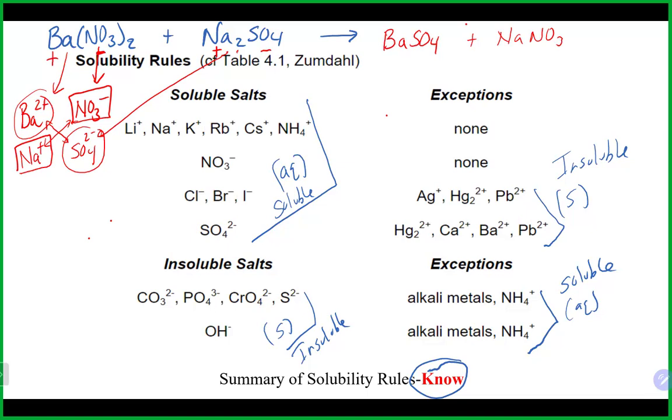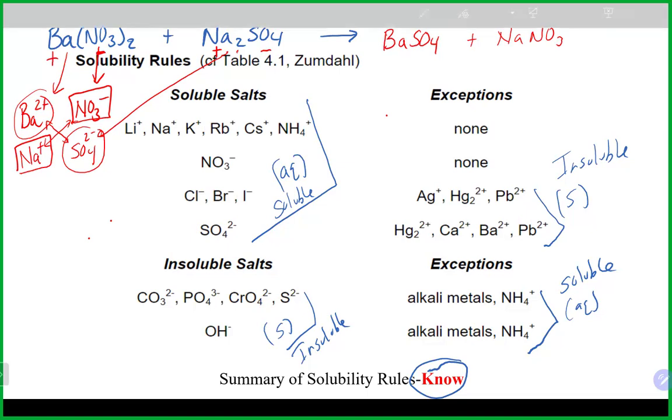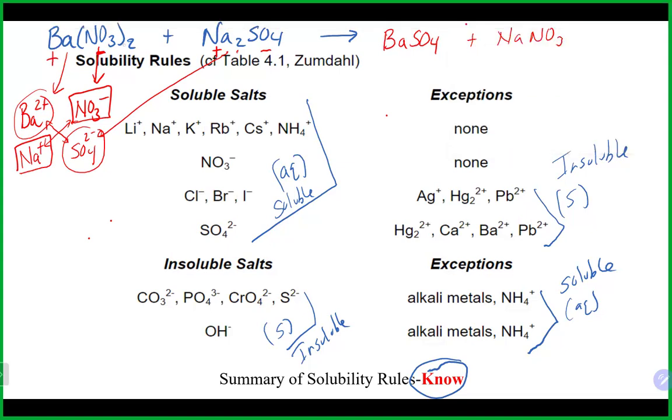Now I should be concerned with the balancing part. I can see that I don't have the same number of sodiums on each side, nor the same number of nitrates, so I'm going to start there. Remember, this is a polyatomic ion, so I'm going to keep it together and balance it that way. I'll put a 2 there to give me 2 nitrates. That gives me 2 sodiums, which is what I need. I have 1 sulfate on the left and 1 on the right, and 1 barium on the left and 1 on the right. So now I am balanced.